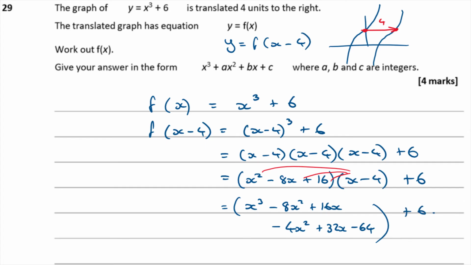Okay. So, collecting like terms, I've got x cubed, minus 8x squared minus 4x squared is minus 12x squared. 16x and 32x is 48x. Minus 64 plus 6 is minus 58. So that is my new equation then. y is equal to x cubed minus 12x squared plus 48x minus 58.